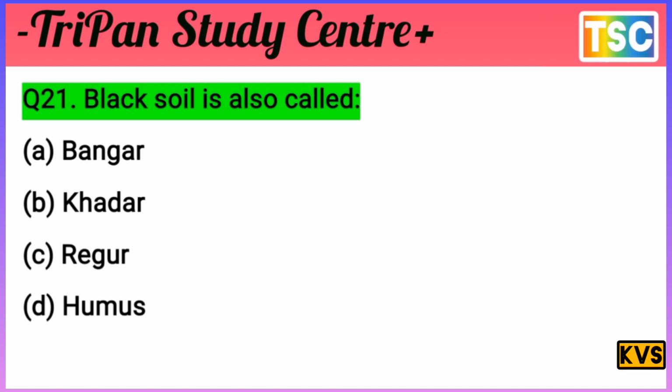On your screen, there is the next question: black soil is called what? A is Bangar, B is Khadar, C is Regur, and D is Humus. That's an important question with four options. Take a few seconds for this answer. First of all, test your knowledge.